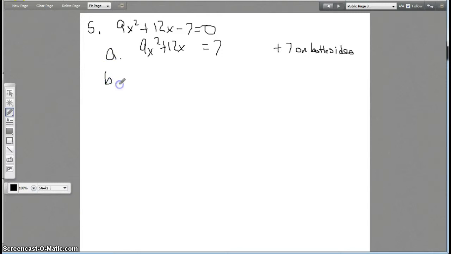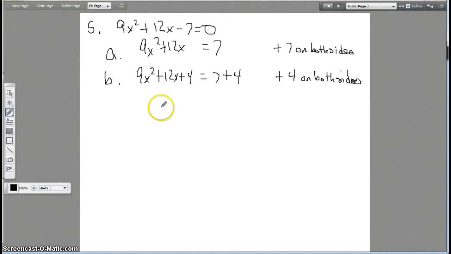Okay, for part B, we see 9x squared plus 12x plus 4 equals 7 plus 4. Well, obviously they added 4 to both sides here because we did have just a 12x here, and now we have a 12x plus 4. And we did have just a 7, and now we have a 7 plus 4. So that's a plus 4 on both sides.